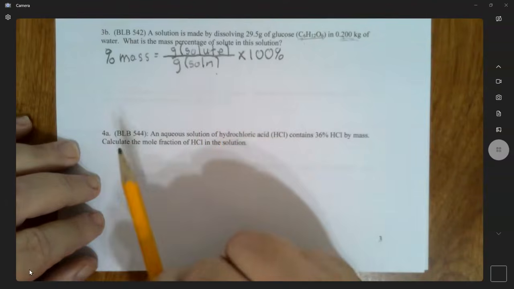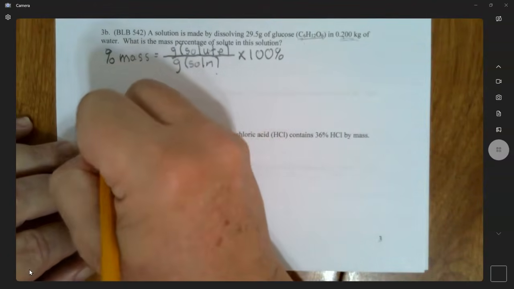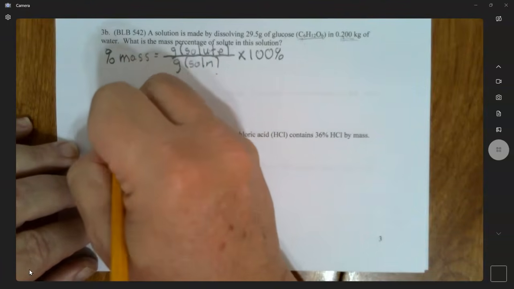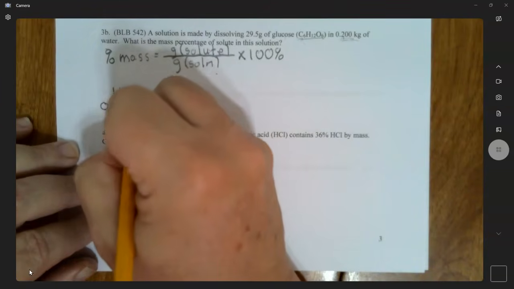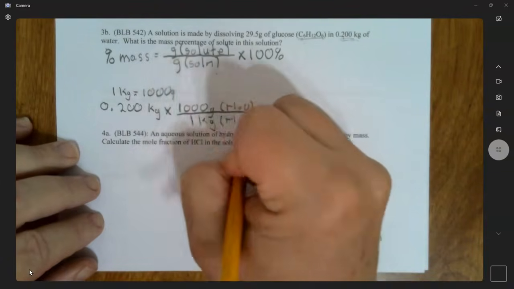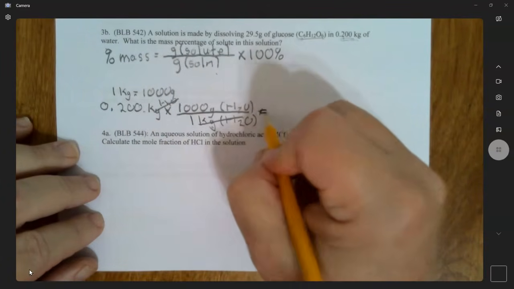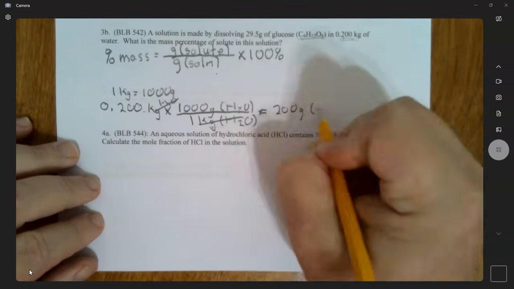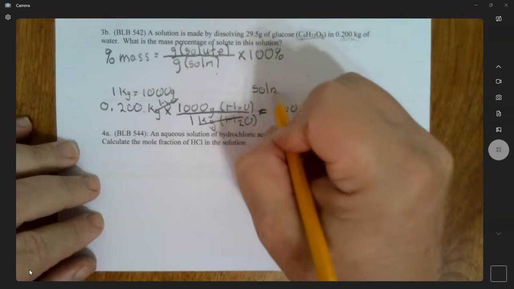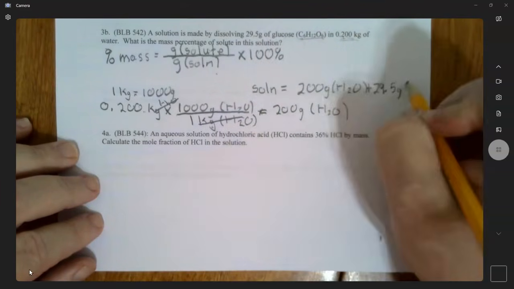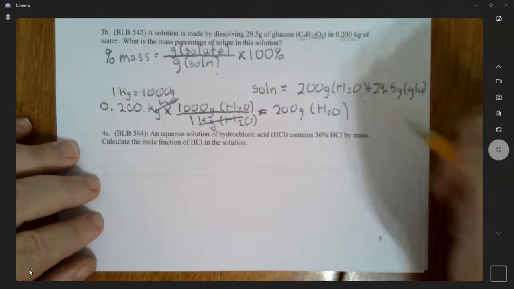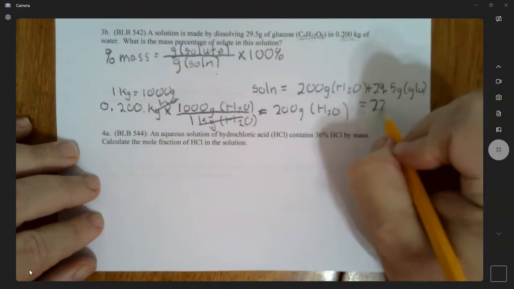So first we need to make a couple of conversions. You've got a lot of space down here. So let's convert kilograms to grams of water. One of the standard conversions is 1 kilogram equals 1,000 grams of anything. That's going to equal 200 grams of water, okay? So the solution equals the water and the glucose together. I'm just going to abbreviate, rather than write the formula, GLU. It makes it a little shorter and simpler, and that's going to equal 229.5.